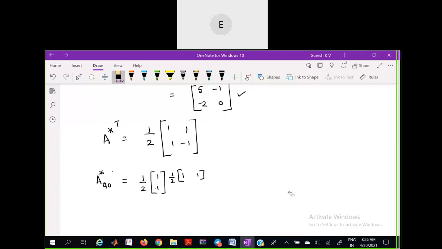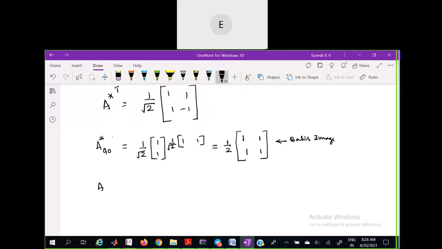So now, what do you get? I'm sorry, this is 1 by root 2, sorry for that. So 1 by root 2 into 1 by root 2 is half. So outer product: 1 into 1 is 1, 1 into 1 is 1, 1 into 1 is 1, 1. I hope you understood this. This is the first basis image.